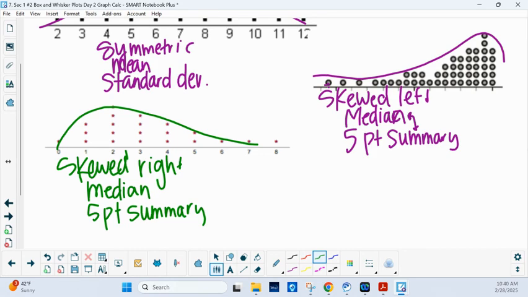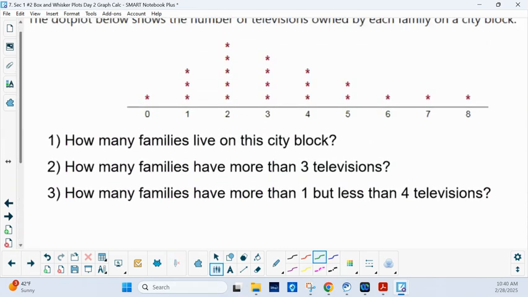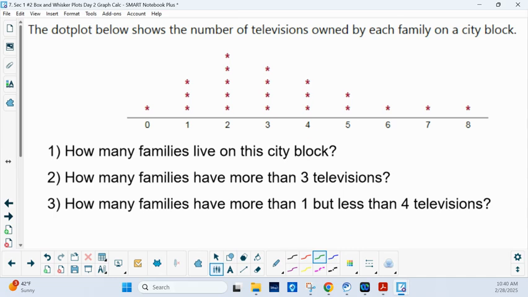Now, a dot plot we can also get some cool information from. This one is showing the number of televisions owned by each family on a city block. Would you say that's symmetric or skewed? A little bit skewed, which way? Right, so there's not many that have 6, 7, and 8 TVs. So what it's telling us is that one family had no TVs. 3 families had 1. So the stars are how many families answered for each value. 5 families had 2 TVs, 4 families had 3, and so on.